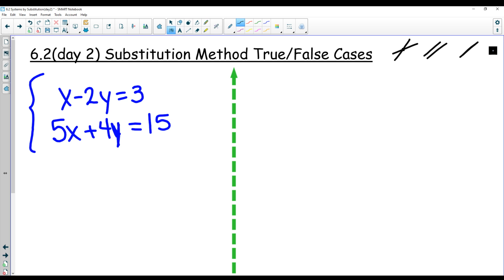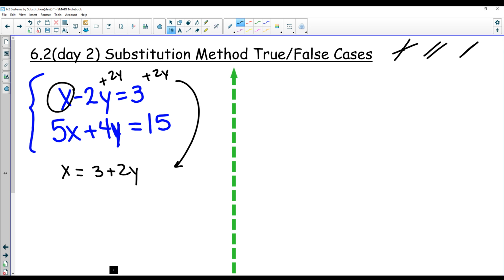Substitution method. Remember, you have to start by getting x or y alone in one of your equations. So if I'm looking at my two equations here, I think that this x is probably the easiest thing to isolate. All I need to do is add 2y to both sides. So I'm going to keep that equation. So this would be 3 plus 2y. Then I'm going to take the other equation and put it over here.